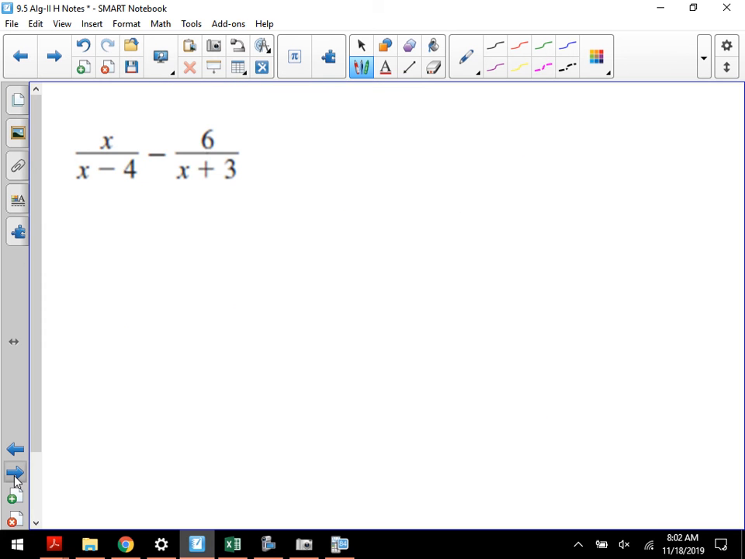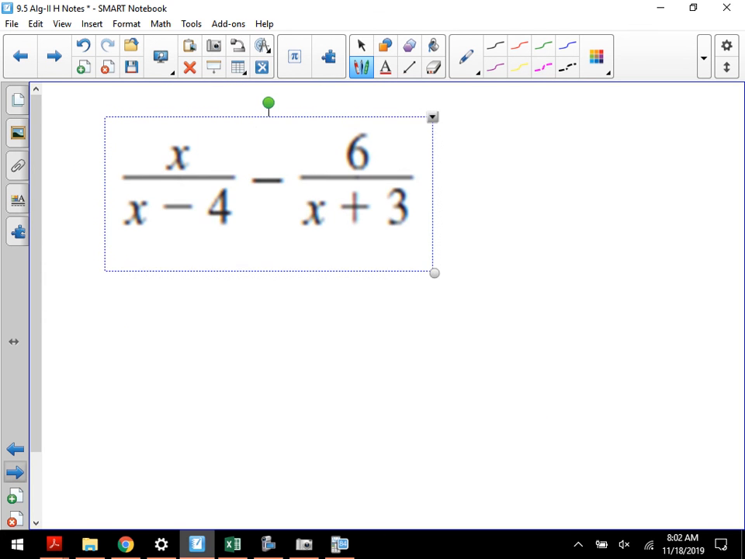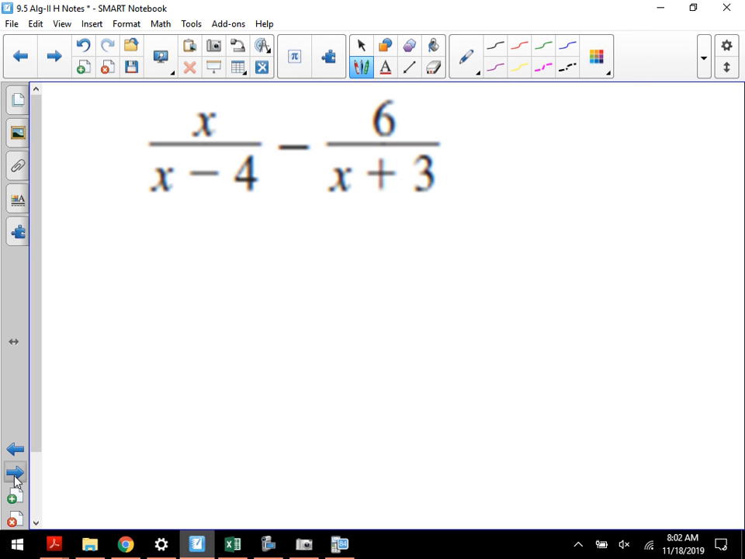Again, by going back and forth between something that was a little bit more difficult to something that's a little bit easier, you'll start to see how this kind of pans itself out. This one's really quick. Do they have anything in common? No, they don't. These are terms, okay? They're not monomials, all right? So your denominator is going to be x minus 4, x plus 3.